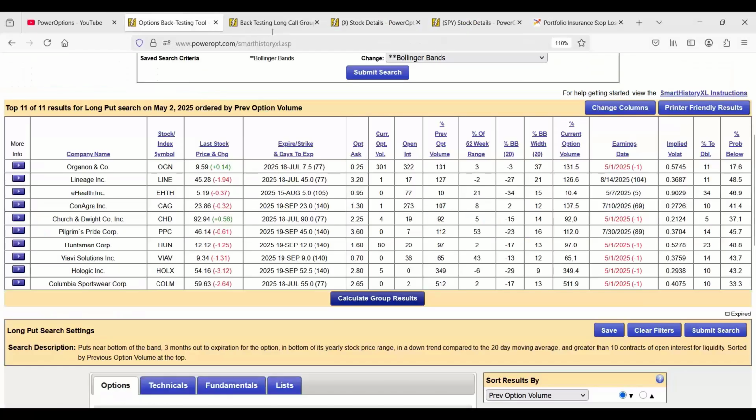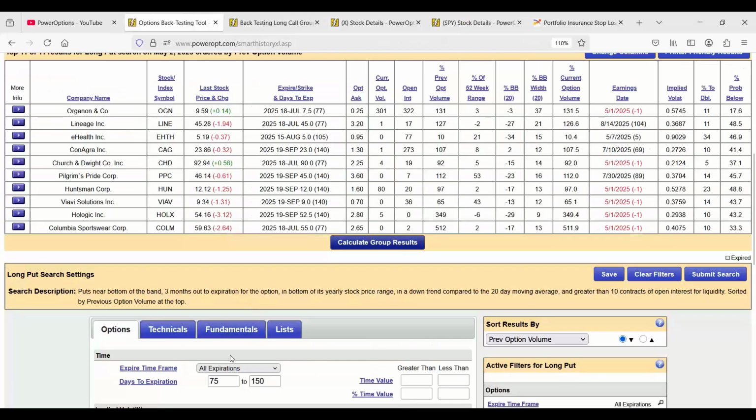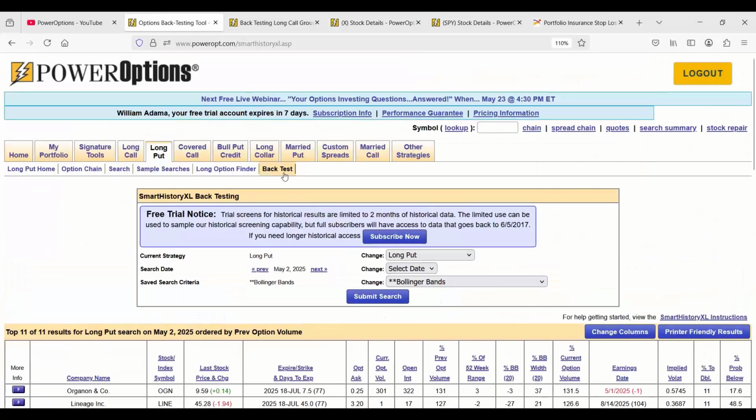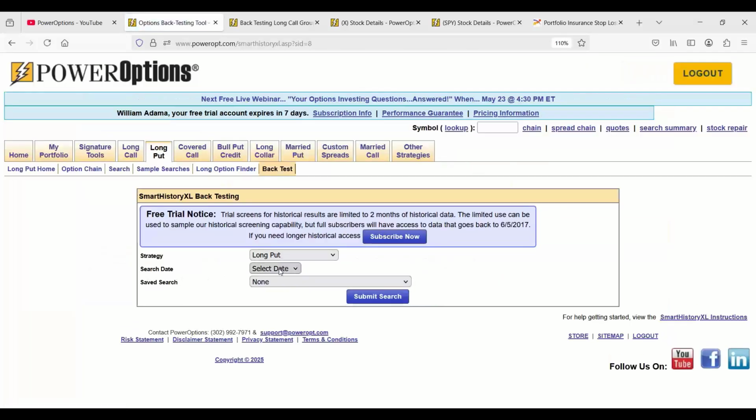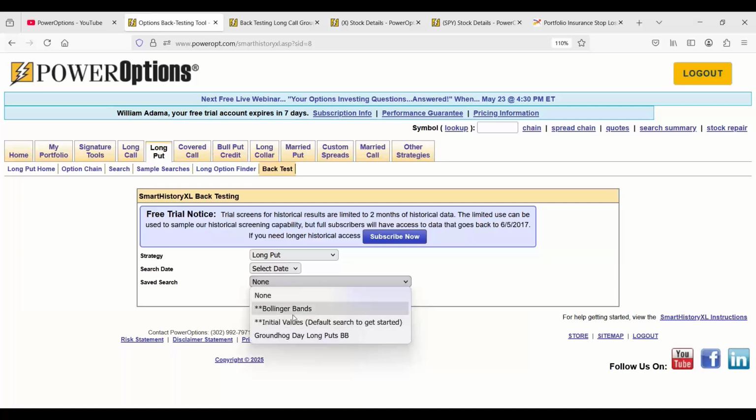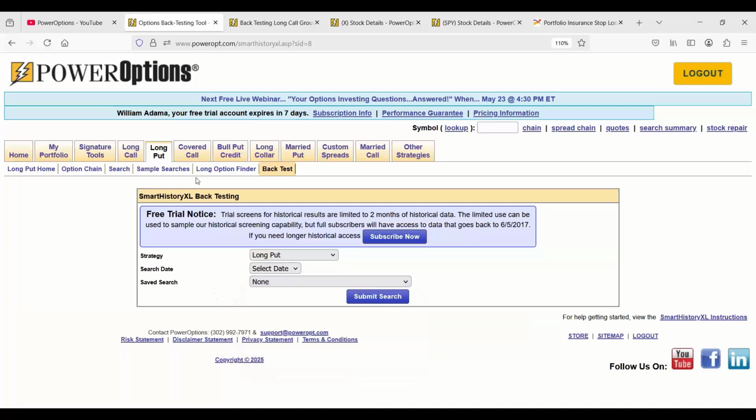But during your trial, Ram, you have the ability to say, hey, Mike mentioned this about these default criteria. Let me go ahead and go to the backtest. What is the difference between X, Y, and Z? Which performed better than last month? The initial values, the Bollinger Bands, and so forth.